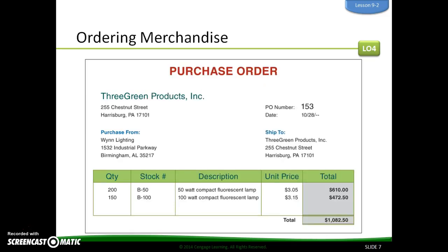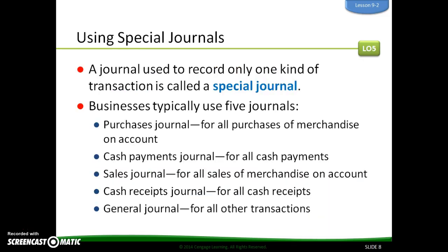So when we look at a purchase order here, you can see there's all kinds of information contained on here. It has a PO number, that's the purchase order number. Oftentimes a purchase order is referred to as a PO. We can see who we're purchasing the merchandise from, and it looks like we're ordering some compact fluorescent light bulbs that are 50 watts and 100 watts, and you can see that the pricing is also listed.